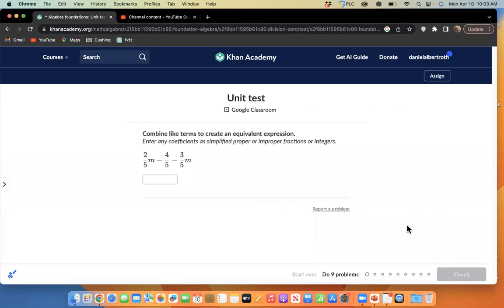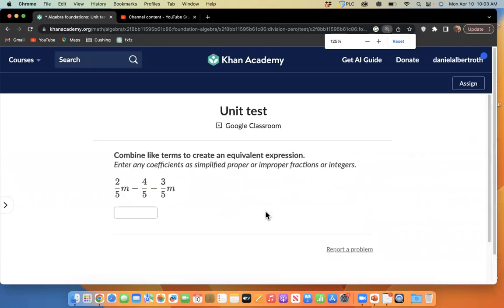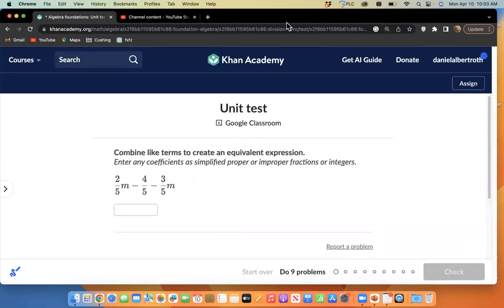All right, let's go. This question says, combine like terms to create an equivalent expression. So we're gonna have to combine the 2/5 m minus the 3/5 m. 2 minus 3 is -1, so it's going to be -1/5. We're adding and subtracting fifths here. 2/5 minus 3/5 is -1/5. And then we're still left with a negative 4/5.